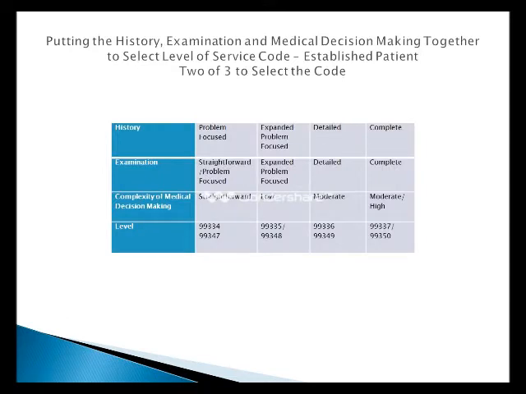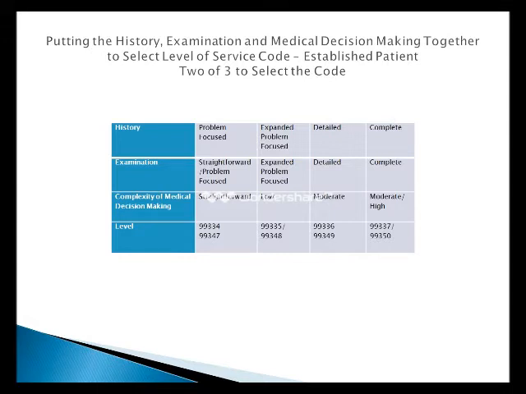So the build-up on established patients, you need 2 of 3 of these to match. You take the level that was driven by your history, your examination, and your medical decision making, and then here are the 9 codes for established patients. You need 2 of 3 to match to select that code. So, for example, for the 99336 and the 99349, depending on the location of the beneficiary, you could have a detailed history and a detailed examination, but the complexity could be low, or the complexity could be moderate to high, but yet that would still be a 336.